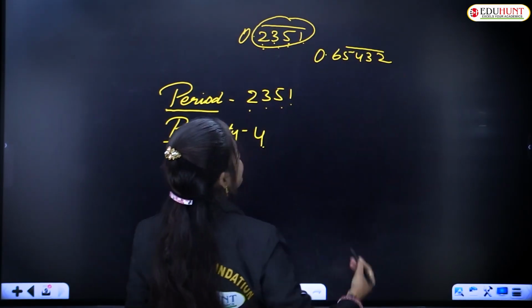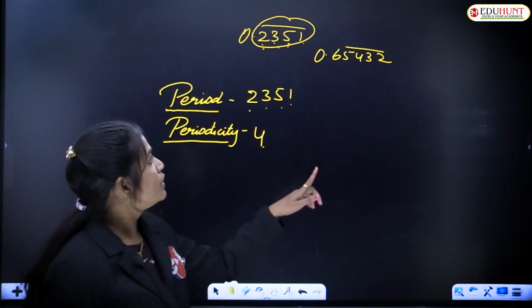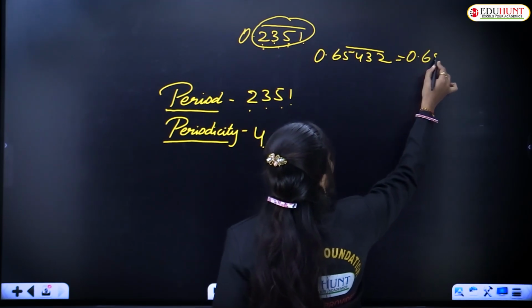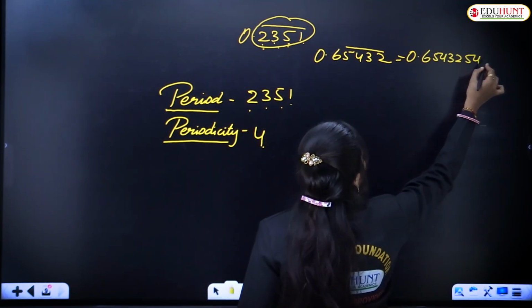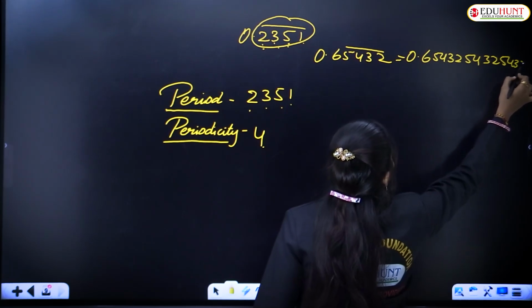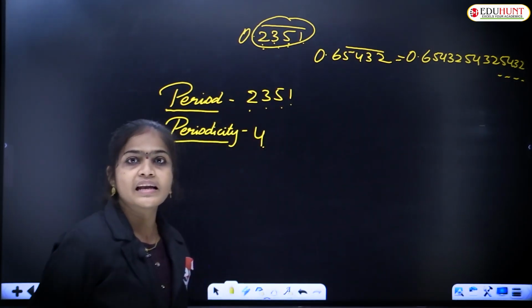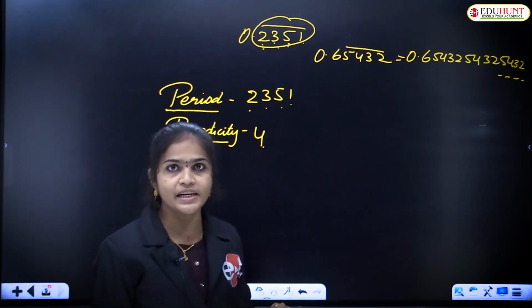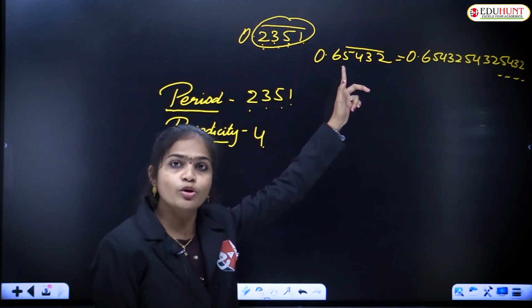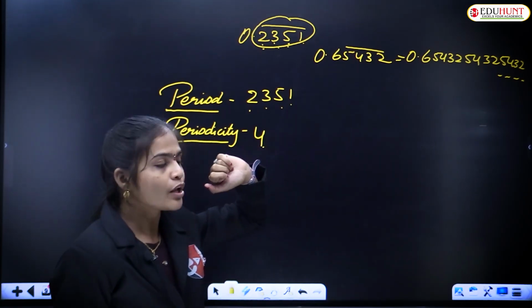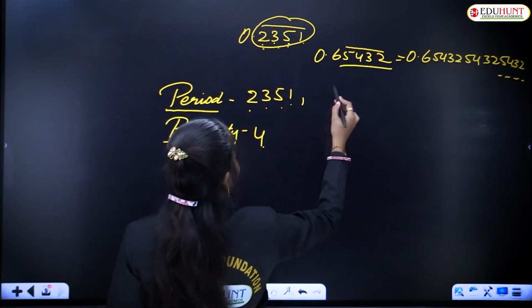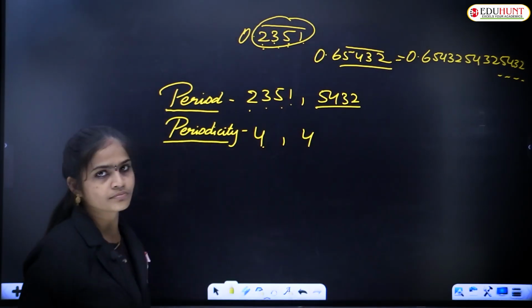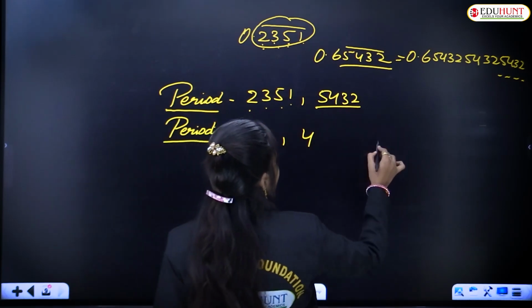0.65432 with the bar symbol on the 5 onwards. So observe here. What is the meaning of this? It means 0.65432, 5432, 5432 and so on. So children, the number 6 is not in repetition. 5432, 5432, 5432, that is in repetition. 6 is not in repetition. Why? Because the bar symbol is not on that 6. So the period is 5432. And what is the periodicity? Again 4.